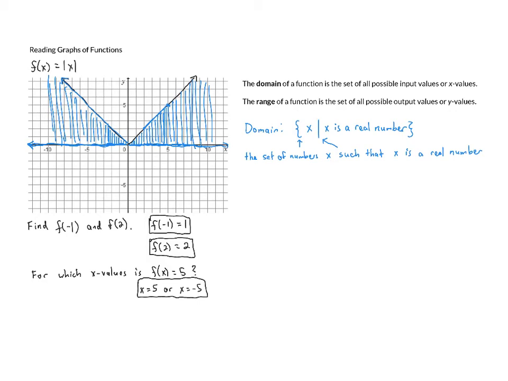This vertical bar, we say such that, because this vertical bar says everything to the right of it will be the restriction, the thing that tells us which X values are a part of the domain. And in this case, because all real numbers are a part of the domain, the only restriction is that X is a real number. This probably looks confusing right now.